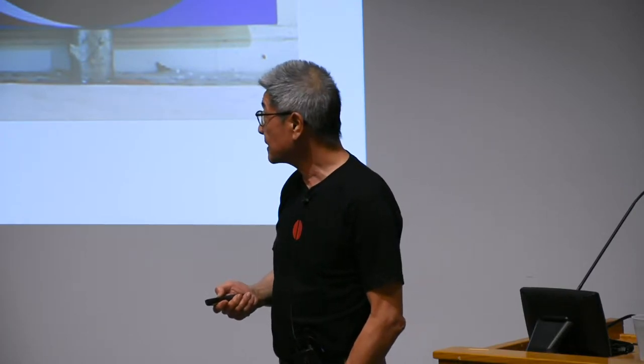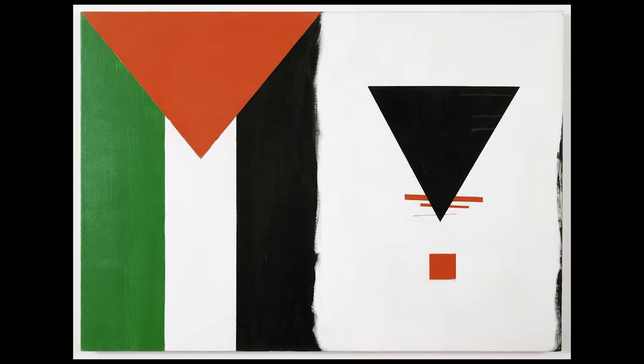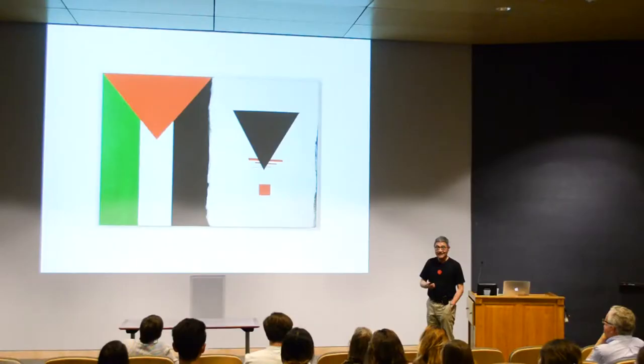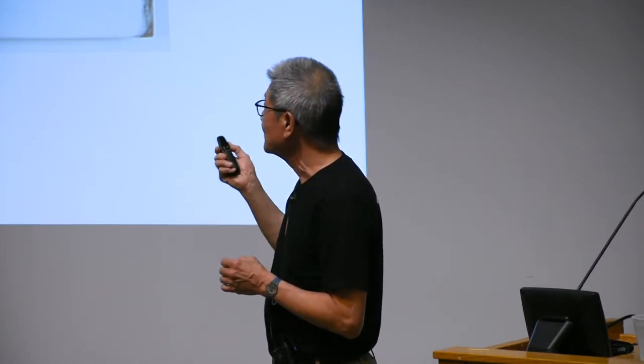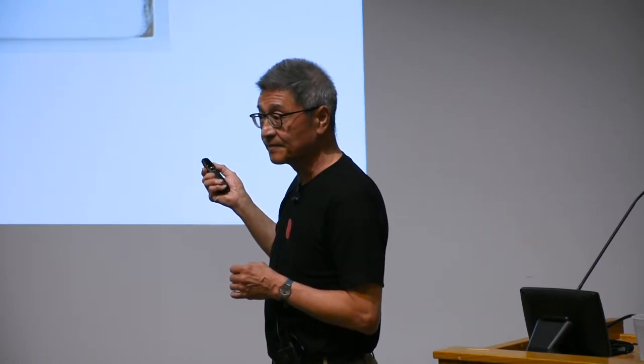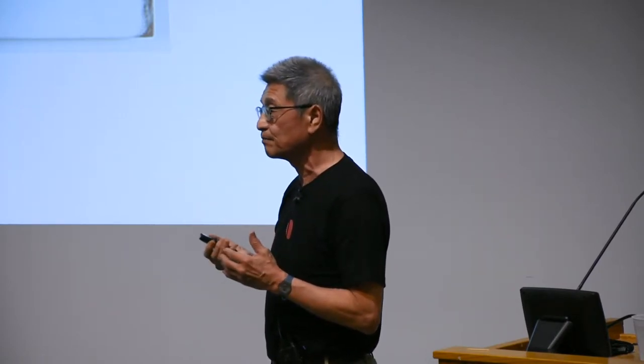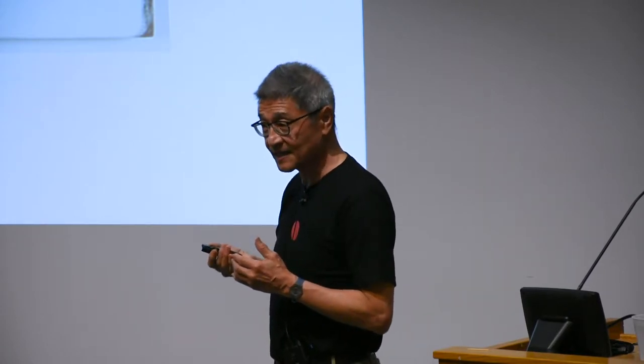And when I did come back to painting, this was the first painting after several years of no activity. And this painting is called On Our Land. What it is, a depiction of the Palestinian flag on the left, which I picked up at a march on Fifth Avenue. People were handing it out as flyers. And somehow I saw a connection of that to a suprematist drawing. The suprematists were the Russian avant-garde of the teens and 20s.